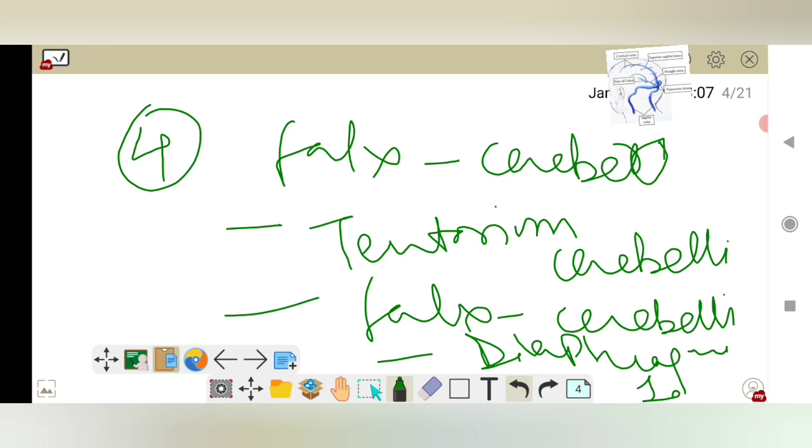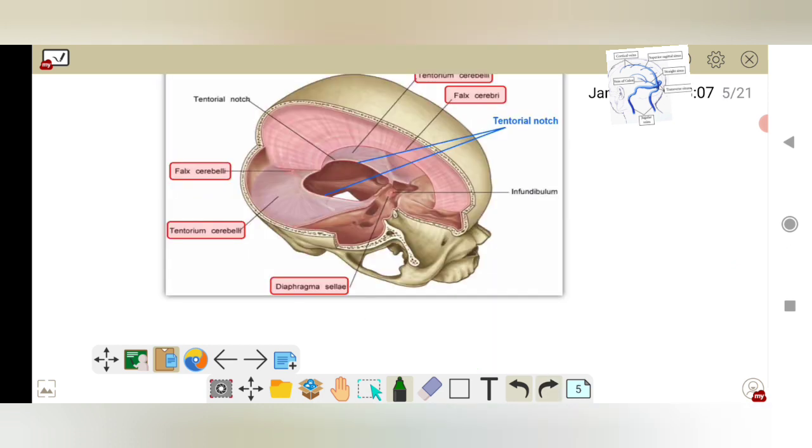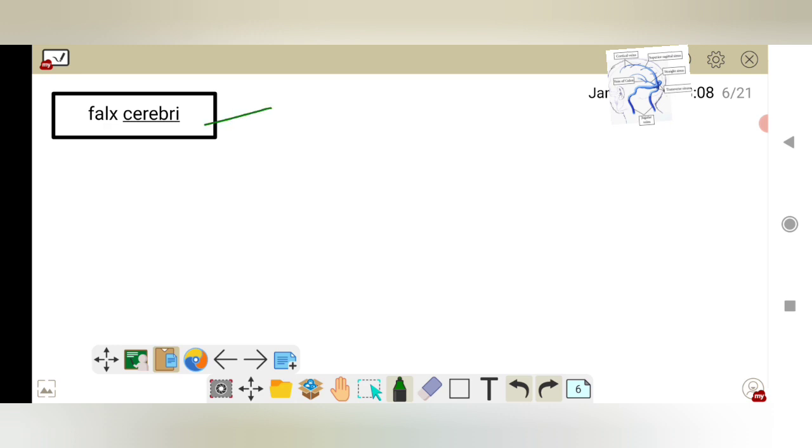Now, in this diagram, we will see this sickle shaped projection is falx cerebri, and this bilateral, somewhat horizontal projection is made by the tentorium cerebelli. This is the tentorium cerebelli. Then again one sickle shaped projection below the tentorium is falx cerebelli, and a round projection around the sella turcica is diaphragma sellae. In detail we will study falx cerebri.